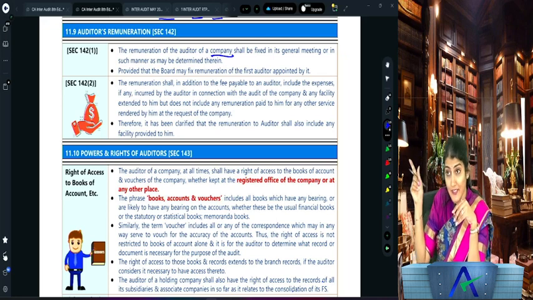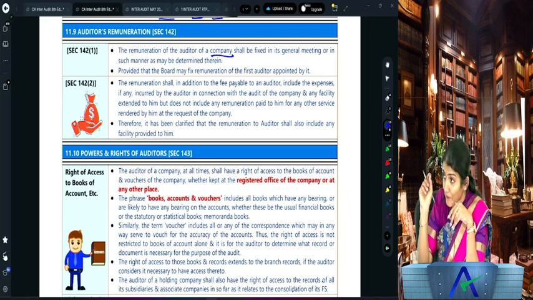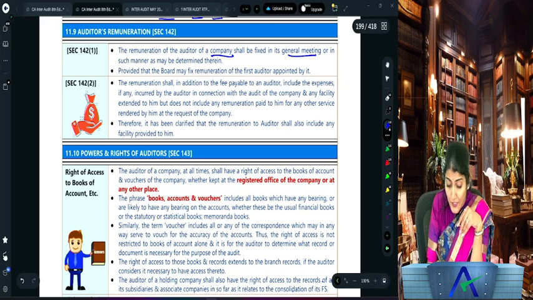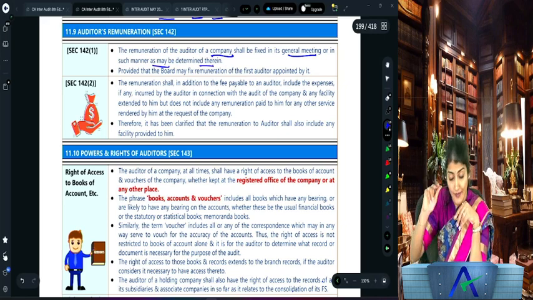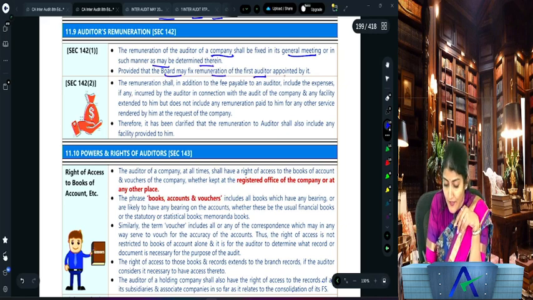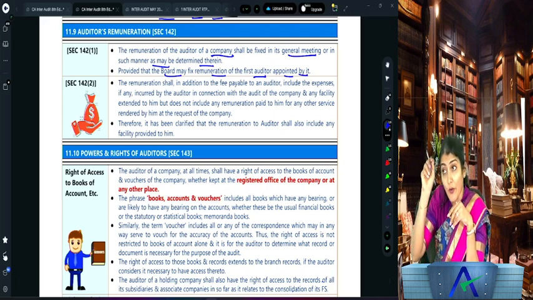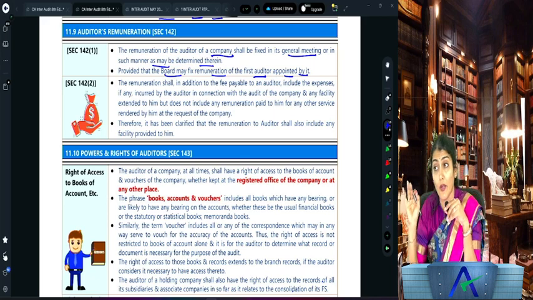Is it written here? No. Simply, what does it say? The remuneration of the auditor of a company shall be fixed in the general meeting or in the manner determined therein, and the board will fix the remuneration of the first auditor appointed by it. Are you understanding that? Right, so government company, who appoints the auditor?